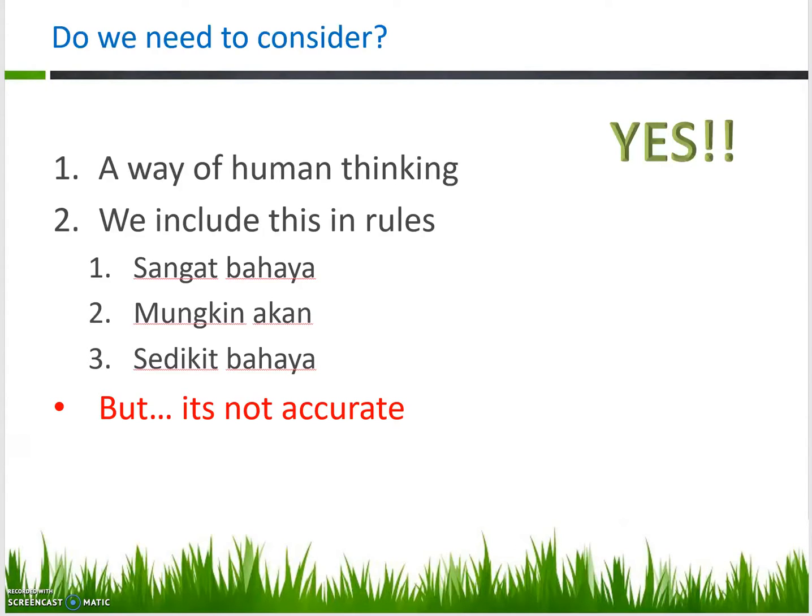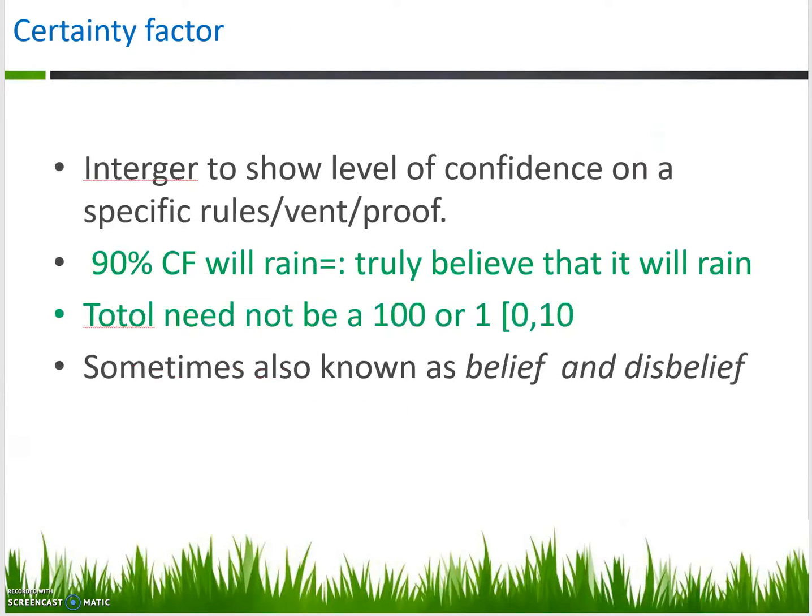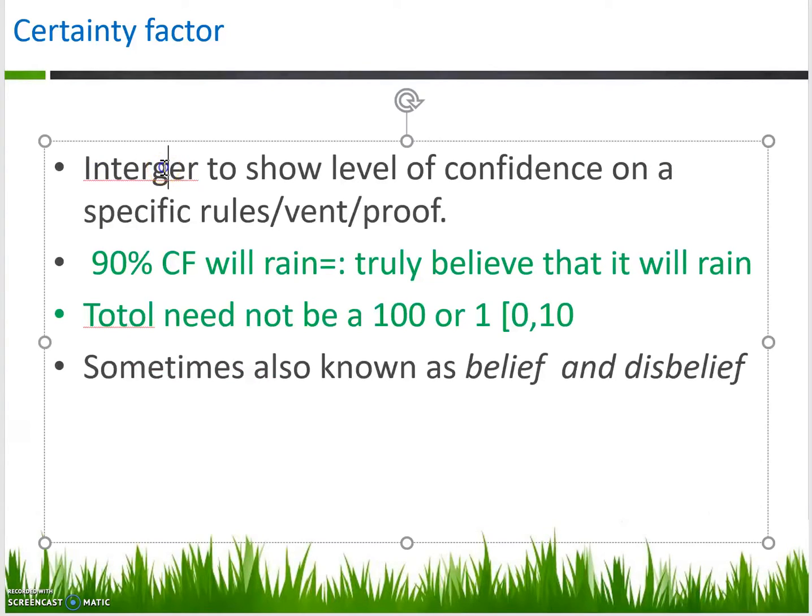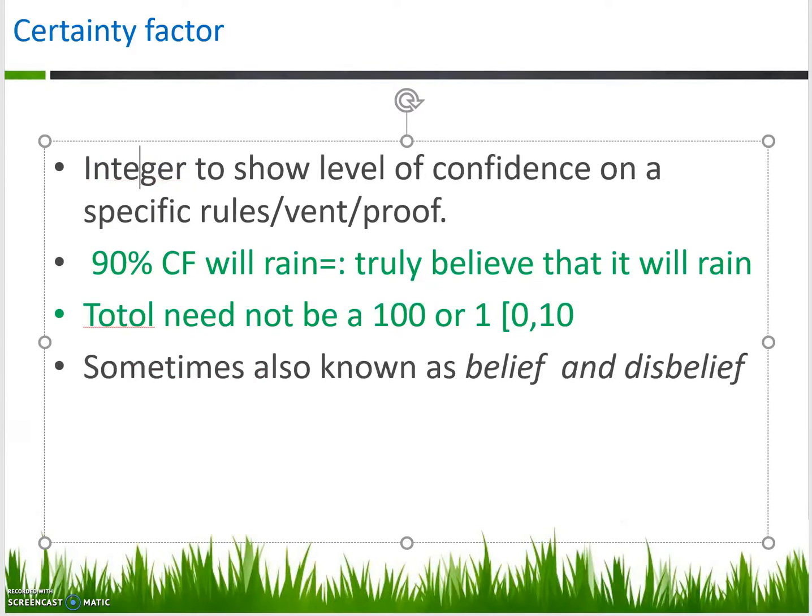So that's why we have come up with fuzzy logic, to measure the strength of the linguistic variables. So another usage is by using a certainty factor. Okay, what is certainty factor? It's just an integer to show the level of confidence on a specific rule.